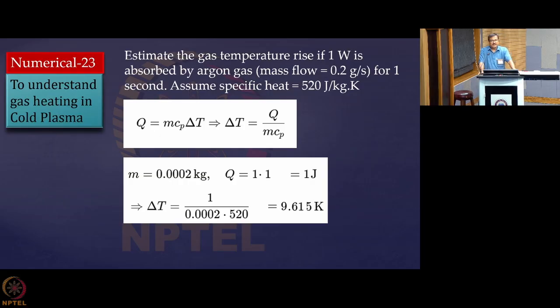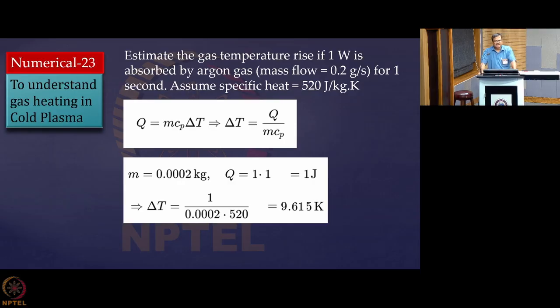Then this is our next tutorial, where we want to find the gas temperature rise if 1 watt is absorbed by argon gas. This is the kind of wattage absorbed when you are operating cold plasma devices, and the specific heat of argon is given as 520 joule per kg Kelvin. This is required because when applying cold plasma devices, we are always bothered that it should not raise the gas temperature very high. And if it raises, how much can it raise? And what is the dissipation?